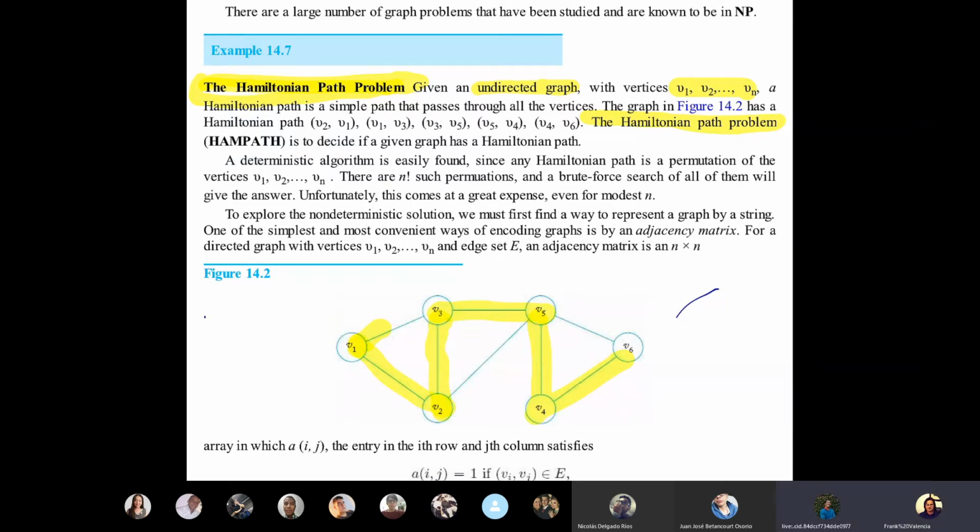Well, what thing? Because a path is a permutation, right? Yeah, exactly. So a Hamiltonian path is a permutation, of course, because you need to pass through all. And there are n factorial permutations. So the brute force deterministic algorithms will give you the answer. But of course, it's very expensive. I mean, factorial is a real expensive function.